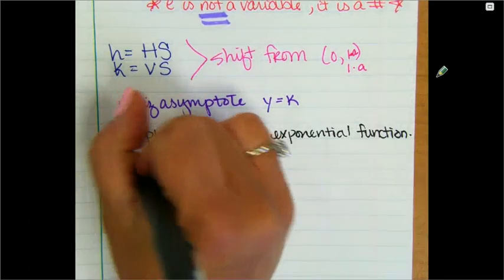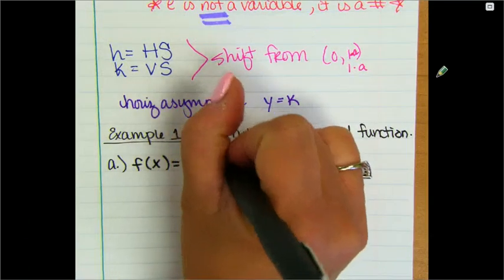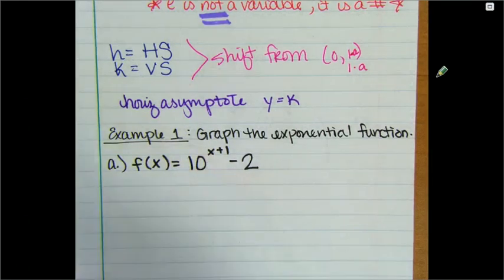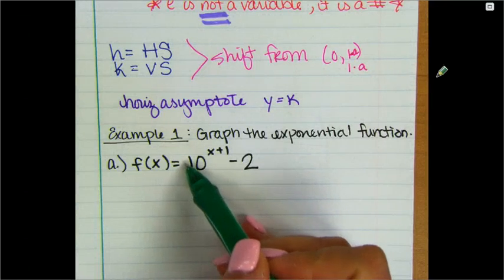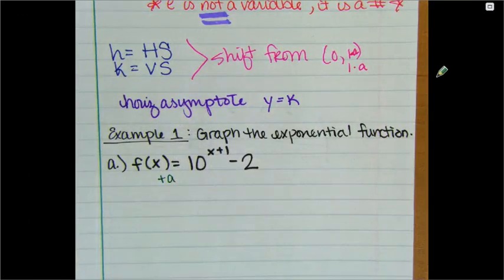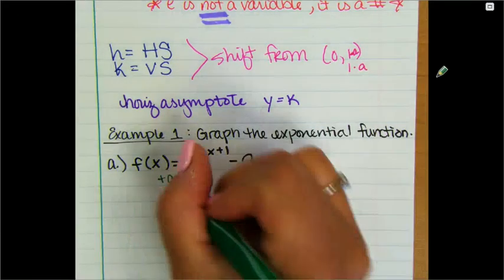All right, our example is f of x equals 10 to the x plus 1 minus 2. Ten is my A or my B? It's your B. This is your base, correct? So I need to look for A in the front. So A is like right here, and it is either positive or negative. What is A? Positive. So I know that we have a positive A. So since we have a positive A, are we reflecting up or reflecting down? Good.